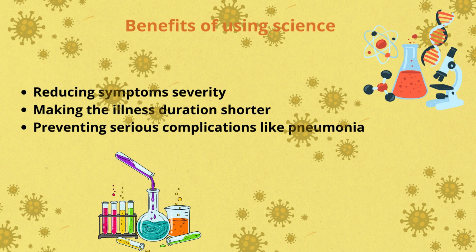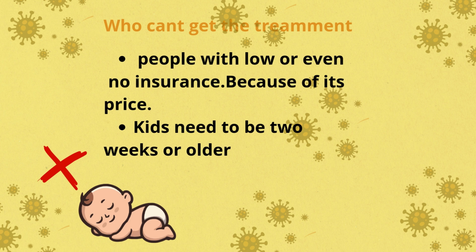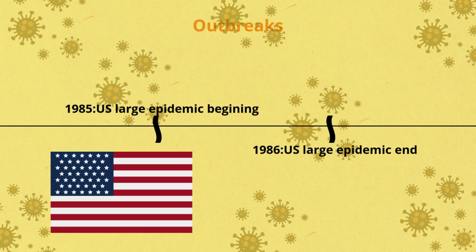Using science to treat influenza has big benefits. Antiviral medicines can reduce how severe the symptoms are, shorten how long you're sick, and help prevent serious complications like pneumonia. The people who can't get the treatment are those with low or no insurance because of its price. Kids need to be 2 weeks or older.